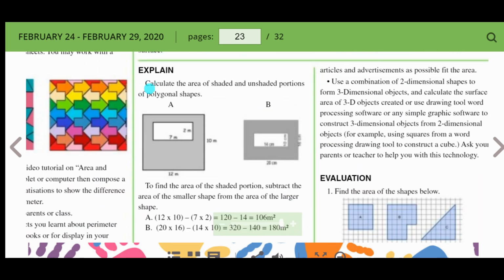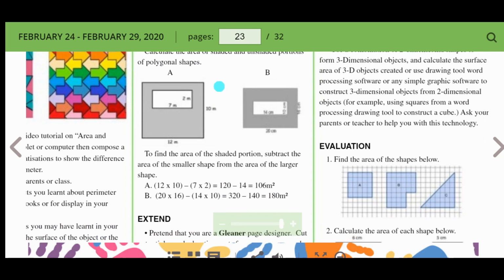Explain. Calculate the area of the shaded and unshaded portions of the polygonal shapes. So here we have shape A and shape B. We have two rectangles. So I can see that this one is a rectangle, but the outside one looks like a square. Okay, may look that way, but let's look at this. This is 12 and this is 10. So they are close.